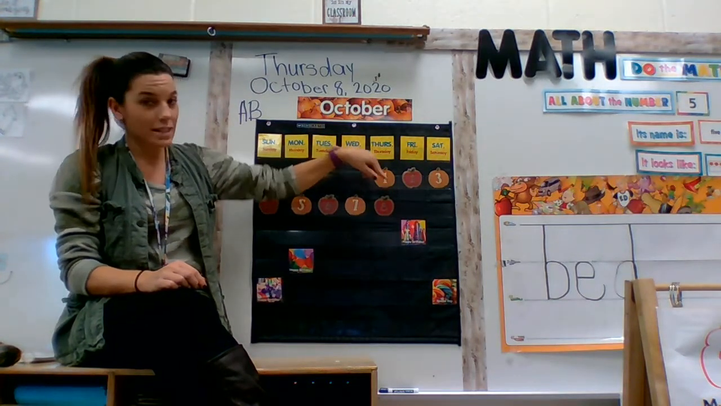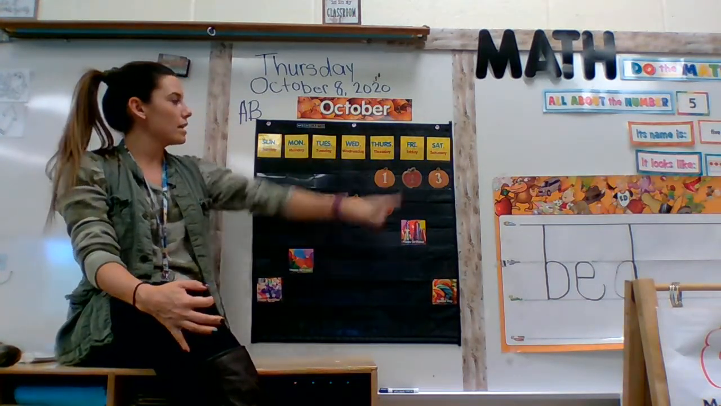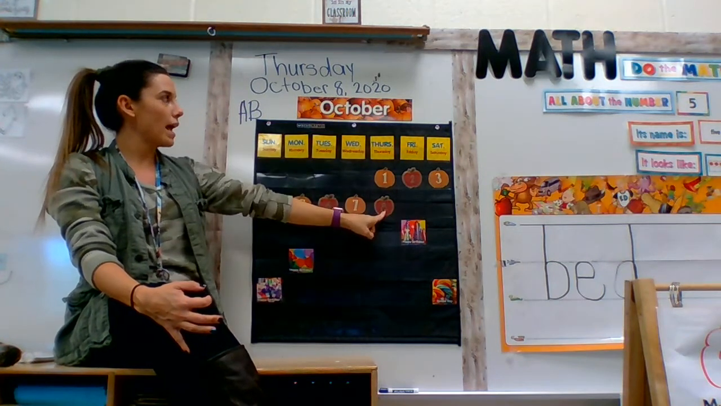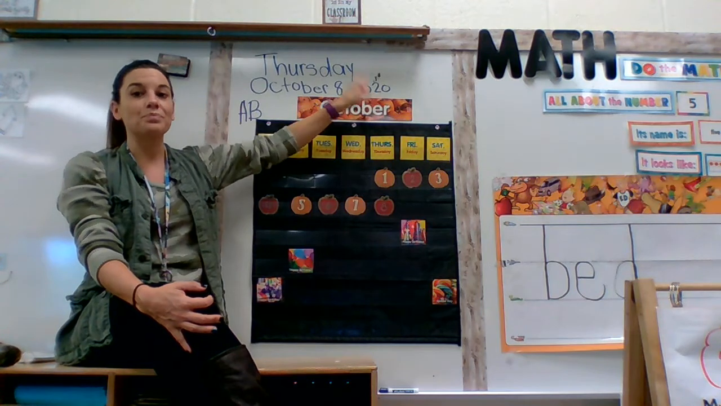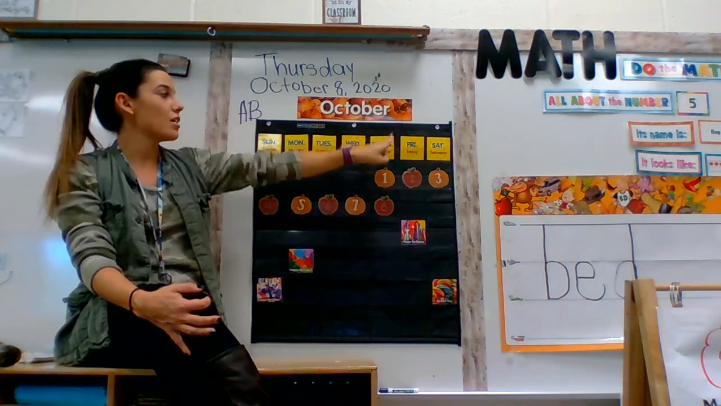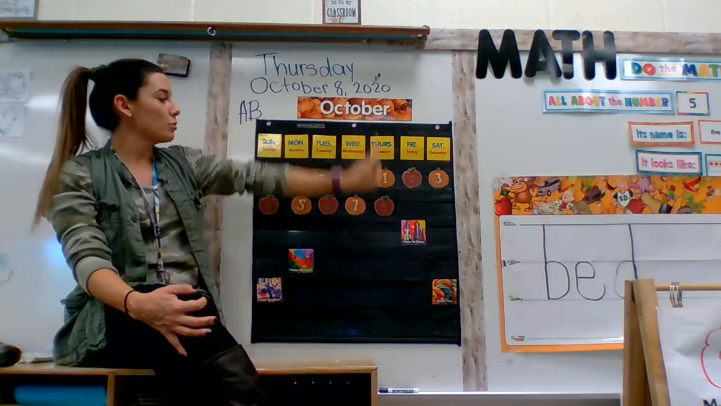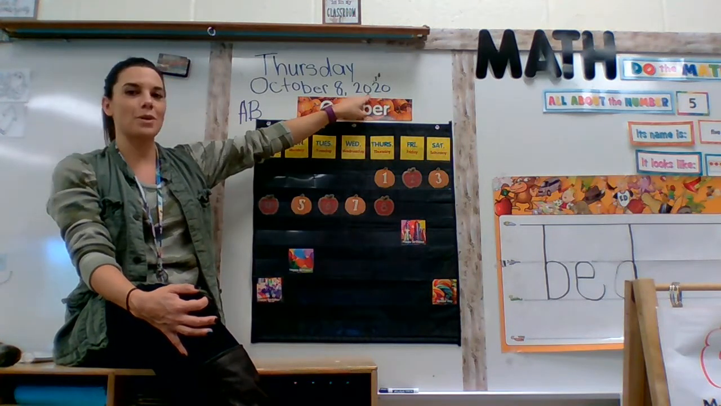Okay, so when I say the date today, I'm going to say today is Thursday, October 8th, 2020. Can you guys all say it with me at home? Today is Thursday, October 8th, 2020.